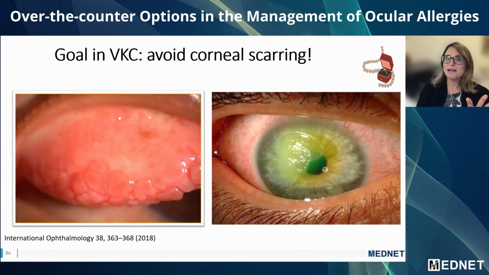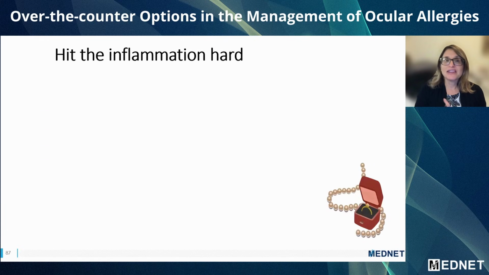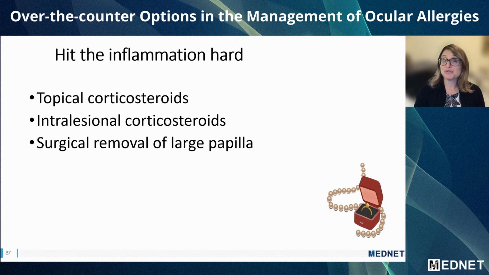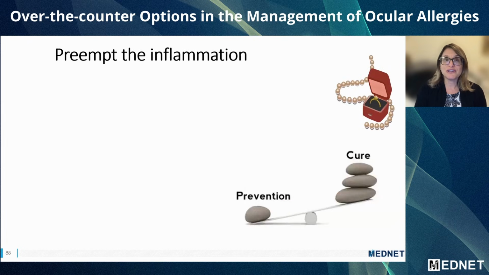All of the mediators I just talked about cause the breakdown of the epithelium and then the breakdown of the stroma. When this happens, you're at risk for corneal scarring. So the goal is to attack the inflammation and break the cycle so that this doesn't happen. The way we do this is by hitting the inflammation hard. Here, it's topical steroids, sometimes intralesional corticosteroids into the tarsal plate, sometimes surgical removal of the large papillae if you can't get a handle on the situation. This is obviously reserved for the more severe types.